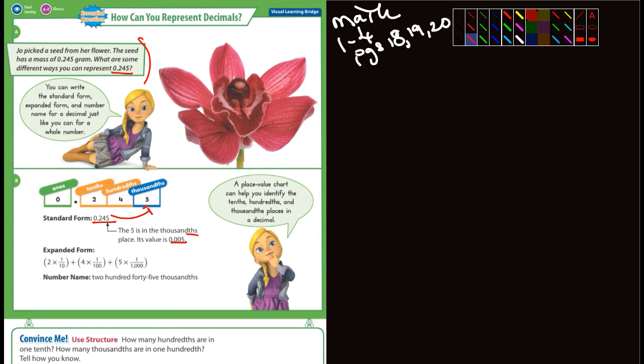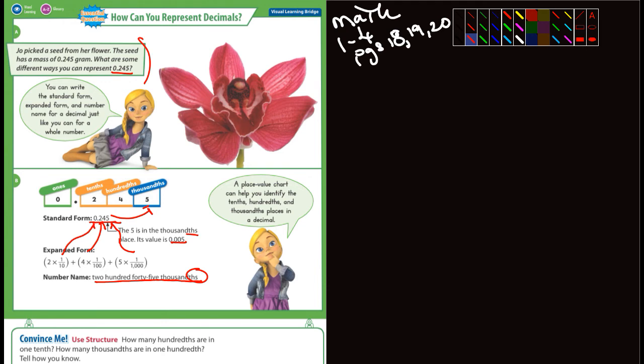Here it is in expanded form. It's 2 times 1/10. Well, that represents that 2 right there. And then 4 times 1/100th, that represents the 4. And of course the 5 times 1 over 1,000 represents the 5. And then the number name, it's 245 thousandths. The THS ending lets you know that we're talking about decimals here.